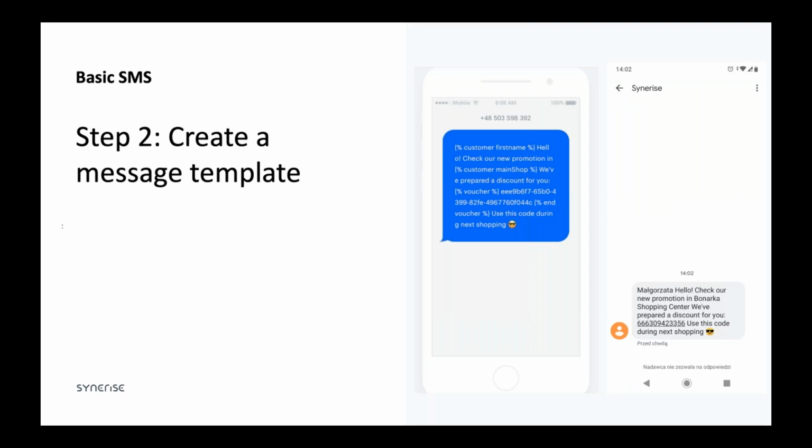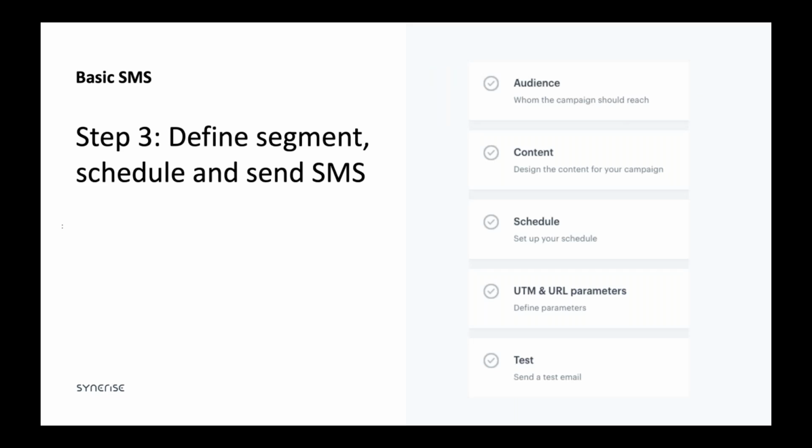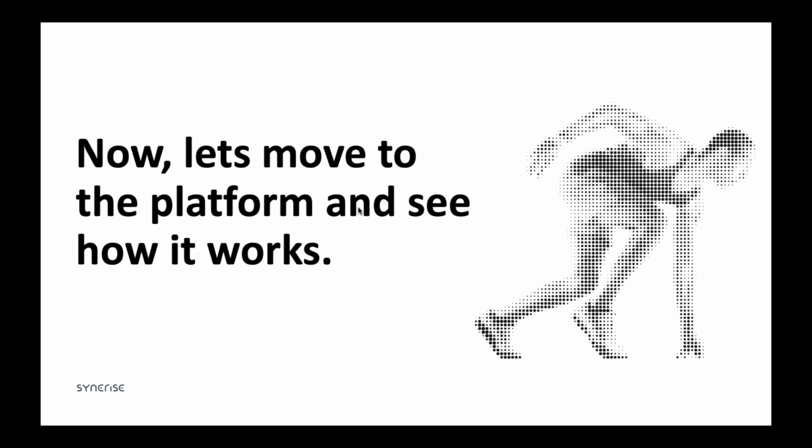The second step is to create the SMS content. In the Synerise platform, we will use Jinjava to create dynamic content. Jinjava is a kind of programming library used in web applications to embed data in presentation templates. Jinjava is rendered on the server side, and thanks to that, the user can view the final result in their browser. And the last, third step is to define a segment of customers we want to send the SMS to, schedule our campaign, put in UTM parameters, and optionally test our SMS. Okay, so now let's move to the platform and see how it works.